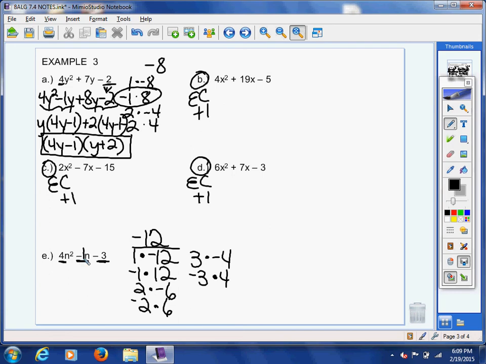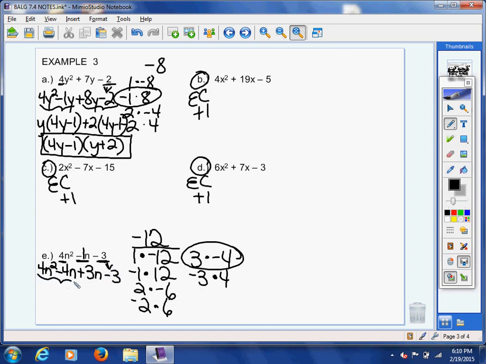So I need these factors of -12, which one of them adds up to be -1? If you are thinking this one, you're right. 3 plus -4 is -1. So we're going to get down here, 4n squared. We're going to rewrite -1 as, I'm going to put the negative number first, -4n plus 3n, and then drop down that -3.